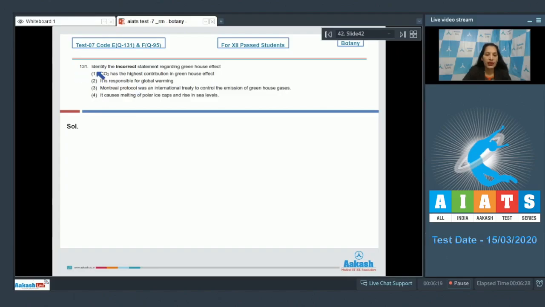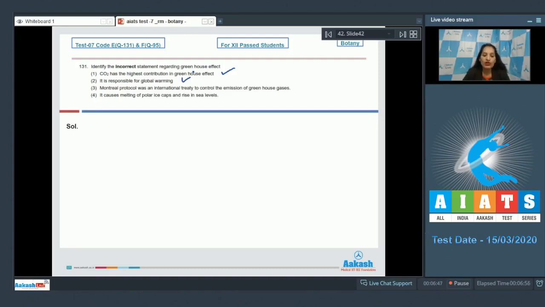Question number 131. Identify the incorrect statement regarding greenhouse effect. CO2 has the highest contribution in greenhouse effect. Yes, more than 60% is contributed by the CO2. Second, it is responsible for global warming. Yes, Montreal Protocol was an international treaty to control the emission of greenhouse gases.